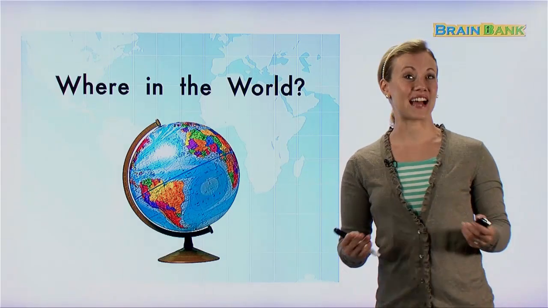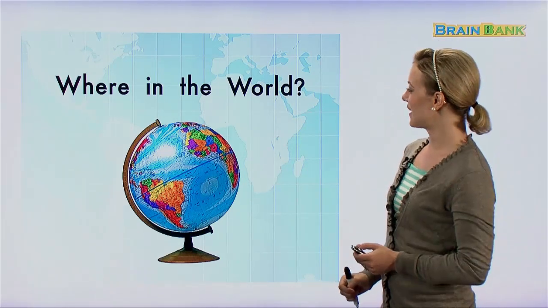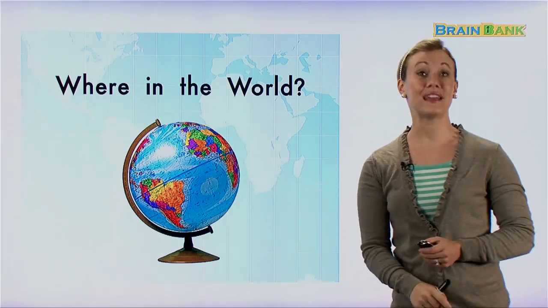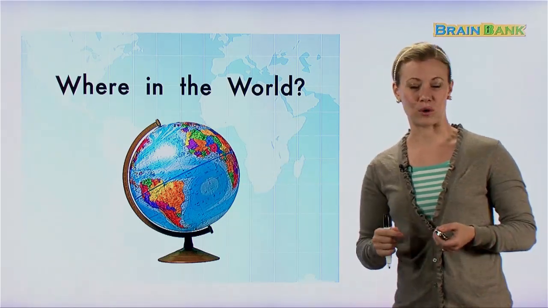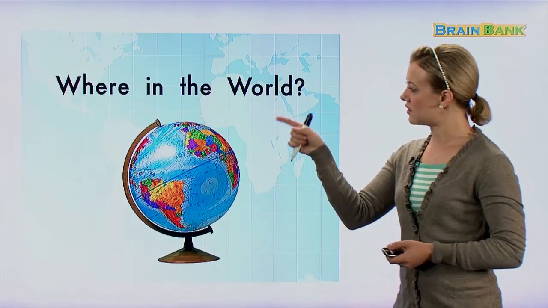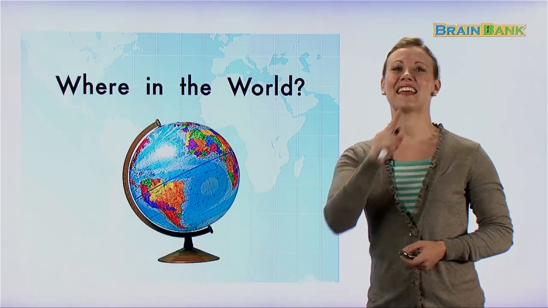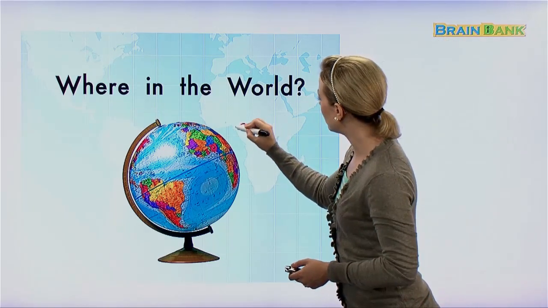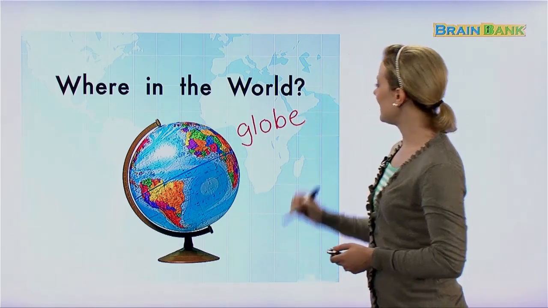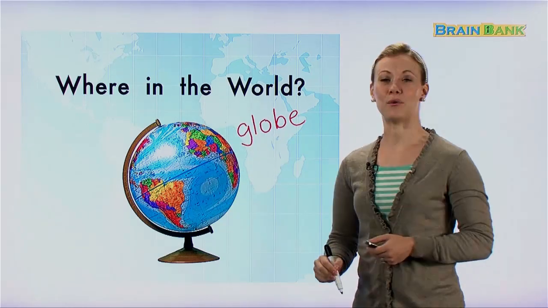So, as we said before, the title of this book is Where in the World? And what do we call this? Does anyone know? This isn't the real world. This is a model of the world. It's much smaller, and it's on this stand, and we can turn it. What do we call that? Does anyone know? That's right. It's a globe. G-L-O-B-E. We call the model of the earth a globe. Very good.